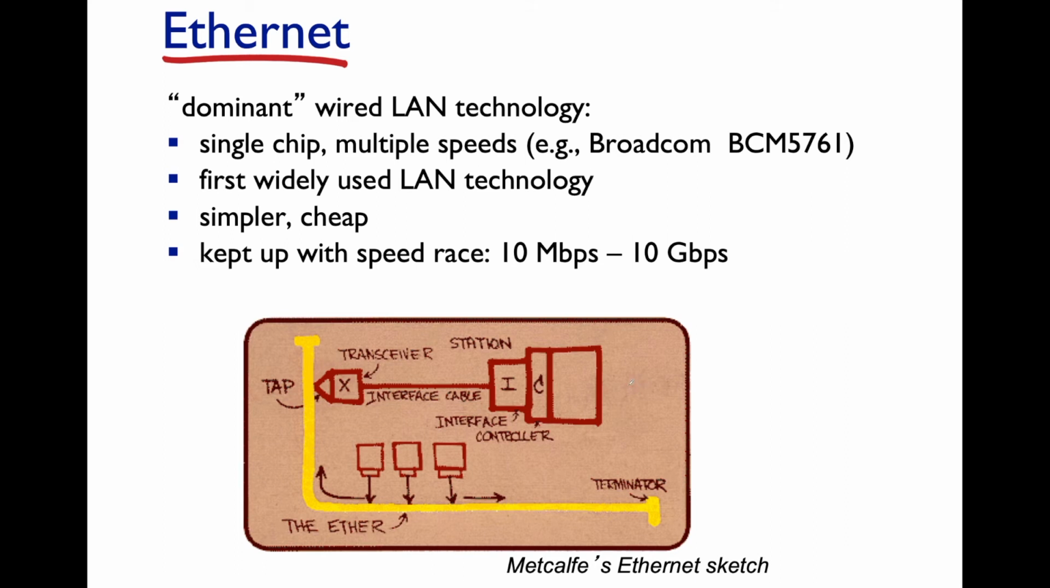It's simple, and it can also be made very cheaply. Now, of course, it's kept up with making things fast. You can get Ethernet that's 10 gigabit, 1 gigabit, and in fact, 1 gigabit to the home is not uncommon these days. And so this is the original drawing of Bob Metcalfe's Ethernet sketch.